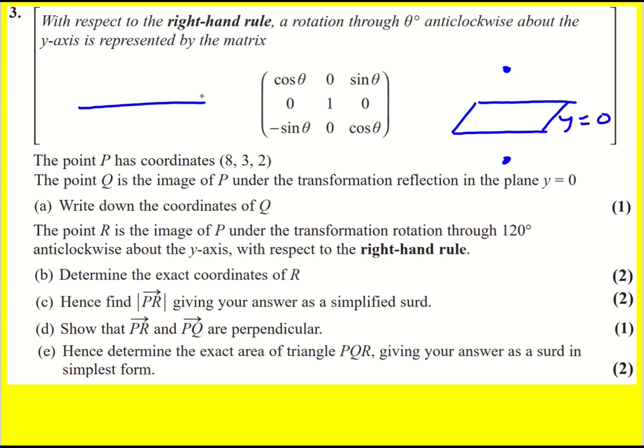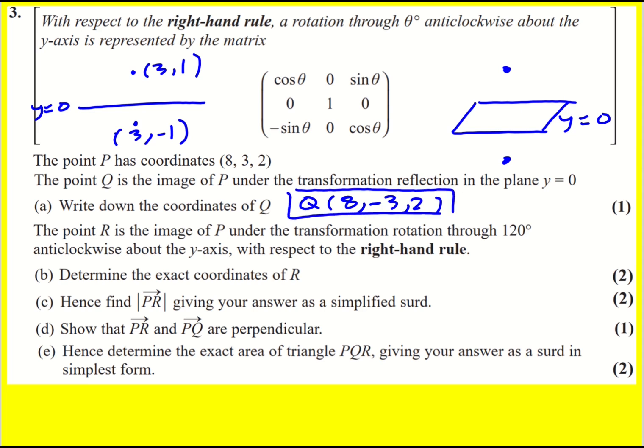An analogy would be to do the line y equals 0, then a point, say 3, 1, the x-coordinate would actually stay the same, but the y-coordinate becomes -1. And that is exactly what is going to happen here. So we don't even need to write the matrix down. Q is simply going to be 8, but the x value staying the same, then -3, 2.